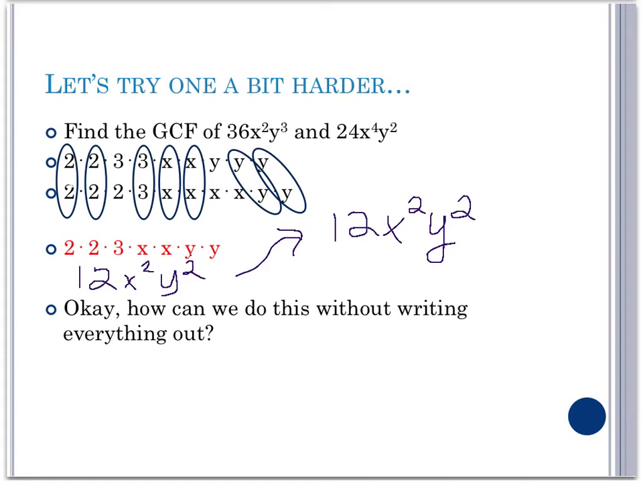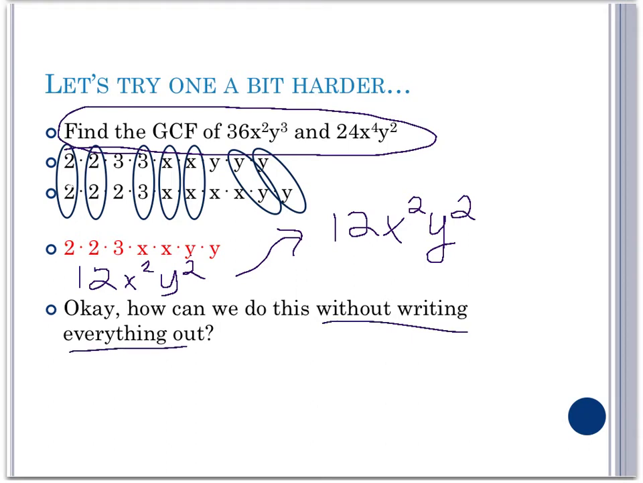But how can I do this, finding the greatest common factor, without writing everything out? Well, what we need to notice is that when we look at x squared, let's compare just the x variables for both of them. We have an x squared and an x to the fourth. And what became the greatest common factor was the smallest exponent, x squared.